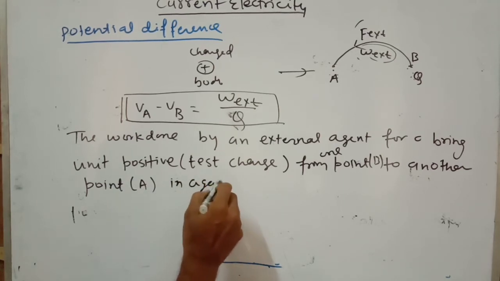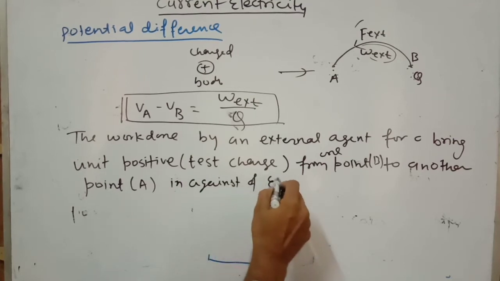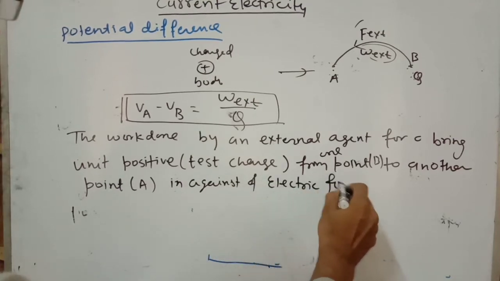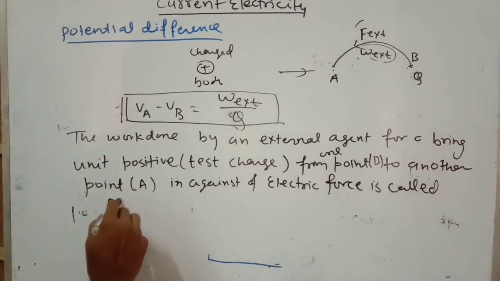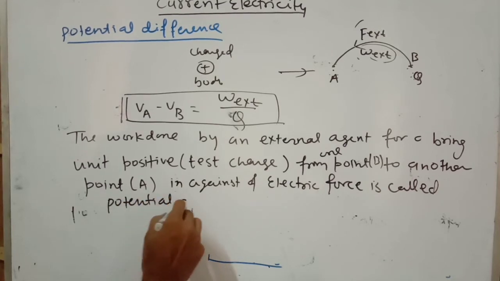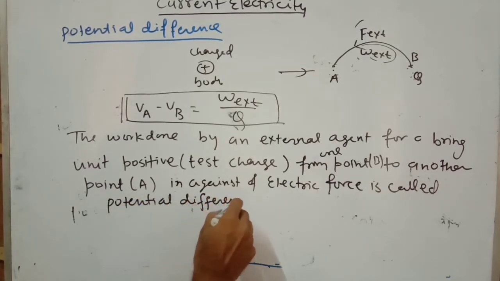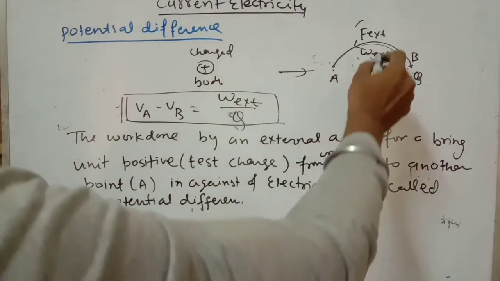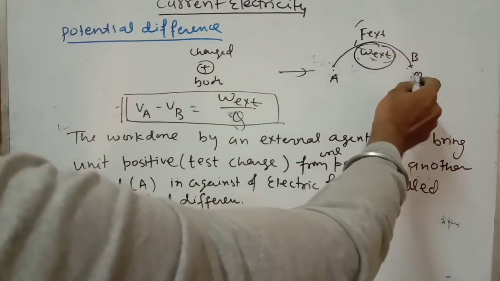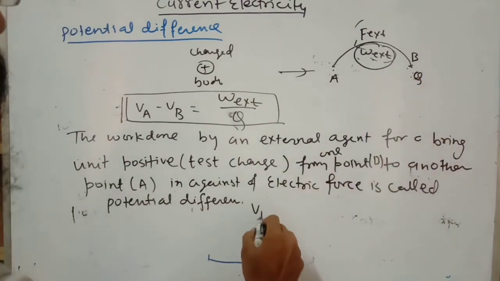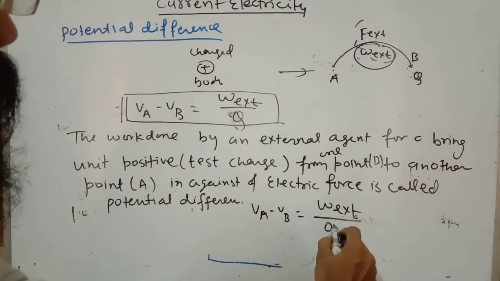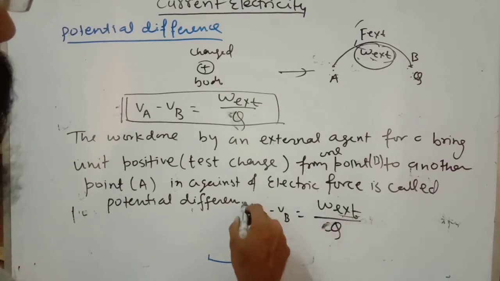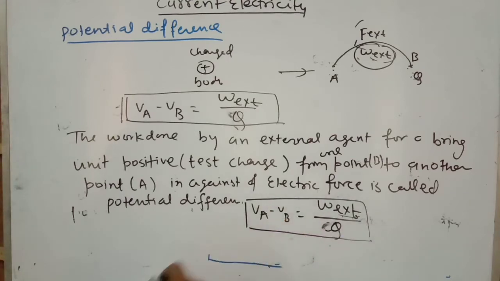Against the electric force is called potential difference. So you can write here again, work done by external agent W_ext, and the charge brought is Q. So you can write V_A minus V_B equals work done by external agent on unit charge, divided by Q. So it's called potential difference.